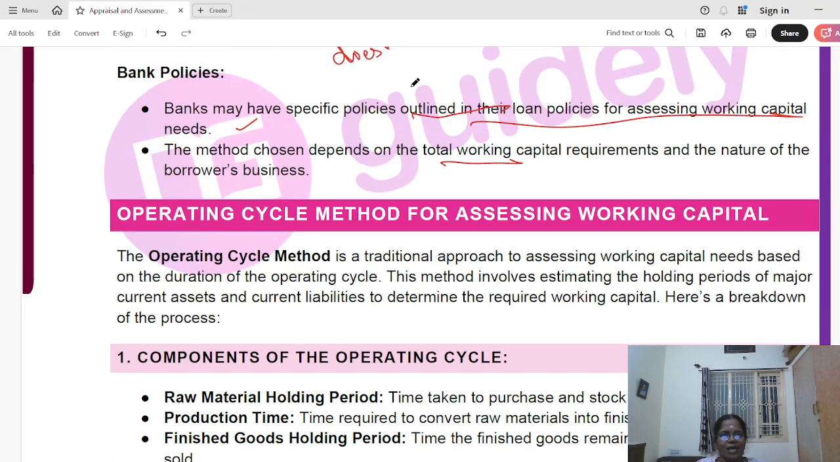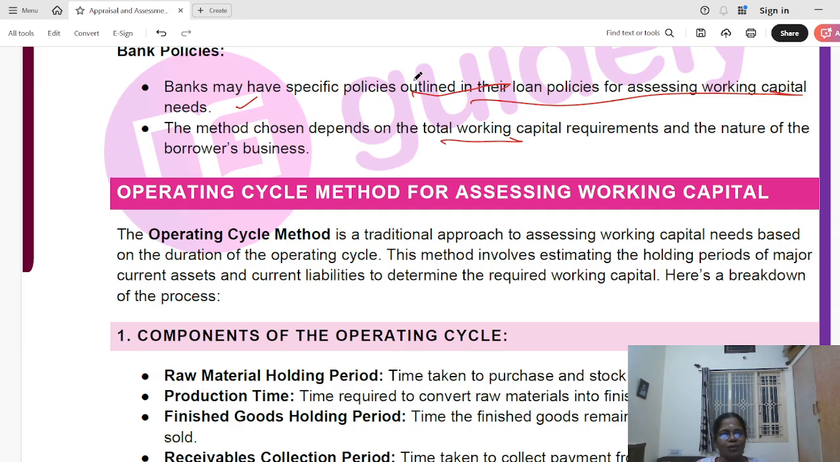So, operating cycle for assessing the working capital. The operating cycle method we have already discussed, right? That is raw material, work in progress, finished goods which goes to the godown, then the supply chain which starts with the wholesaler, retailer and consumer, and finally it realizes the cash. When it goes to the wholesaler itself, it will be realizing the cost.